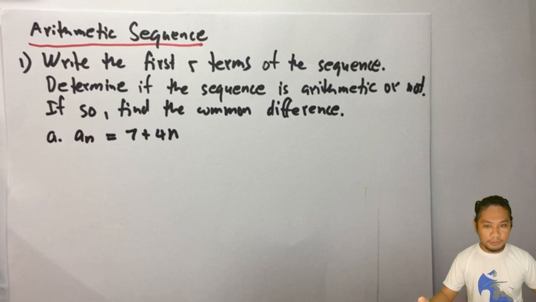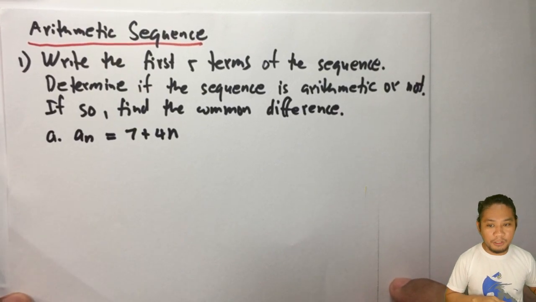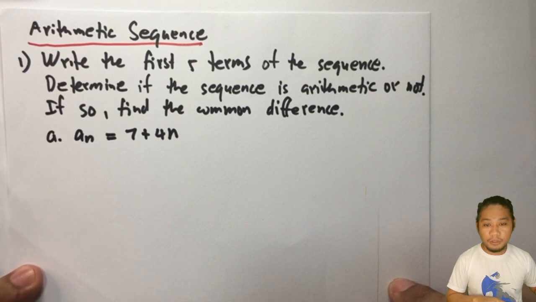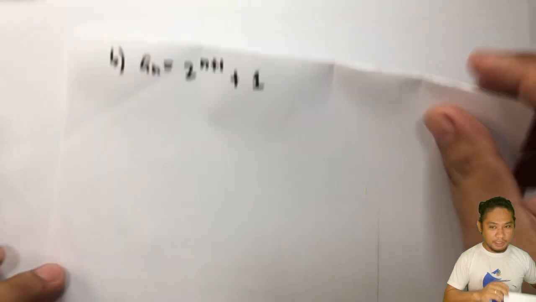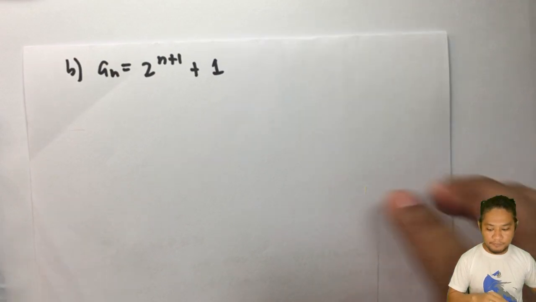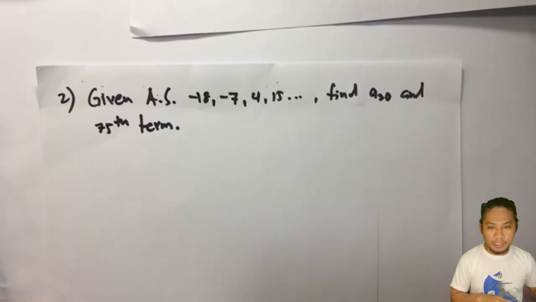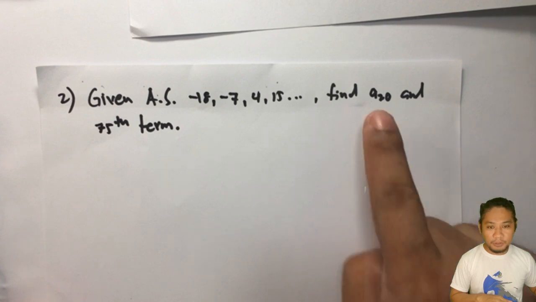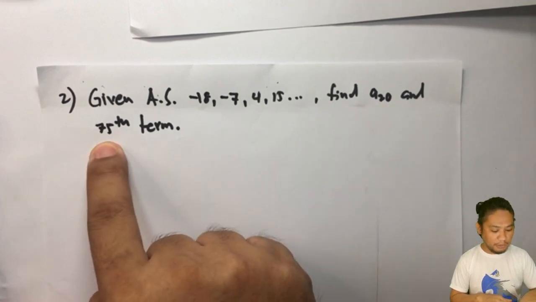Today we're going to talk about arithmetic sequences and how to identify if a given sequence is arithmetic or not. And then we will also have examples on how to solve a particular nth term in the sequence. Our first item to be solved is to determine if the given nth term produces an arithmetic sequence, such as this and this one.